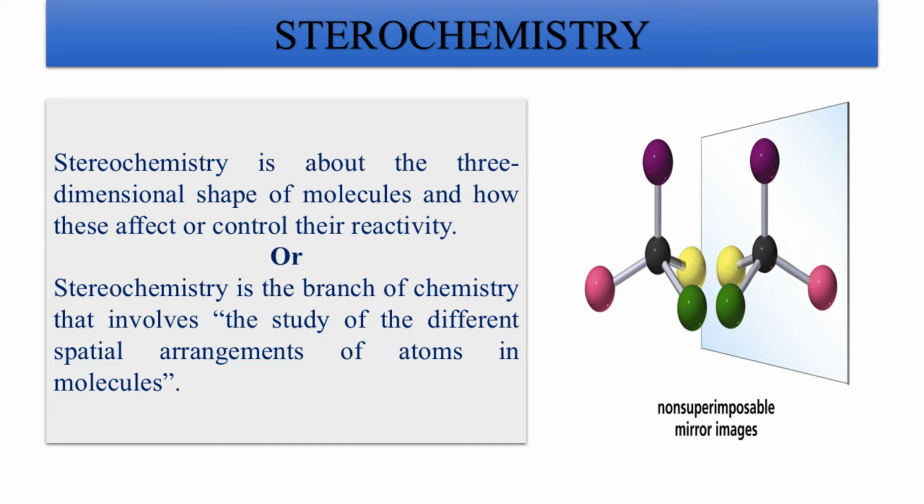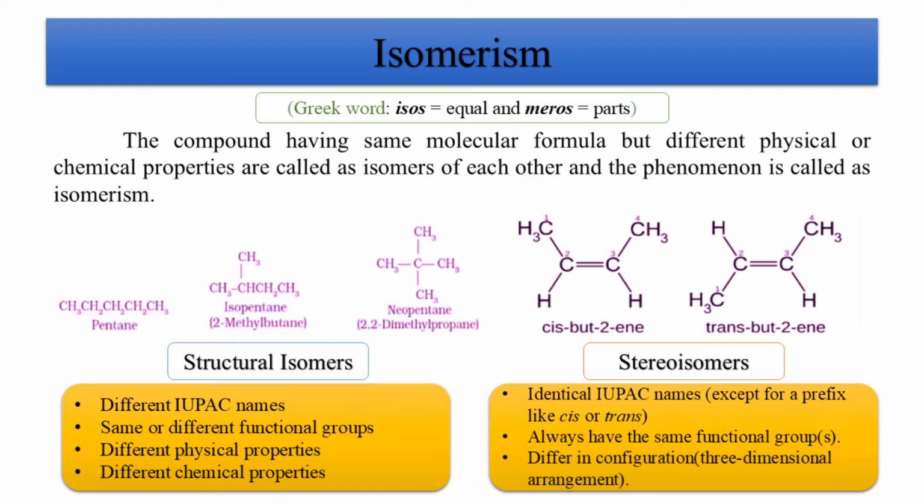Stereochemistry studies the three-dimensional shapes of molecules and their impact on reactivity. It involves understanding the spatial arrangements of atoms in molecules. Isomerism involves compounds with the same molecular formula but different structures or properties. Structural isomers differ in connectivity, while stereoisomers differ in spatial arrangement.